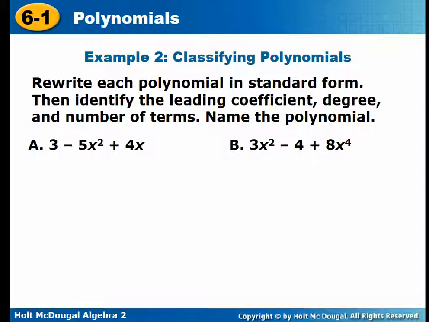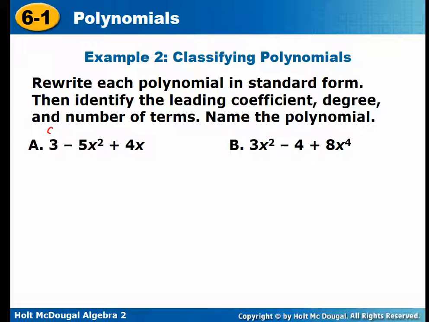Okay, so now we're going to do some work here. We're going to rewrite in standard form, then name the leading coefficient, the degree, and the number of terms, and name the polynomial. All right, so to rewrite in standard form, we need the highest degree first.